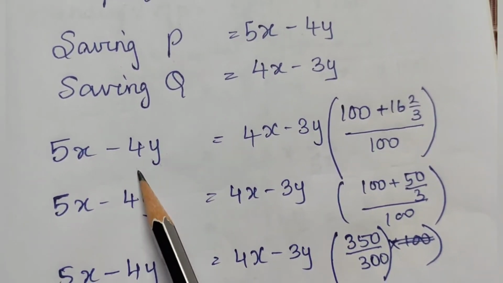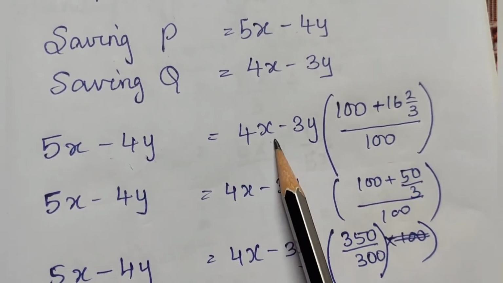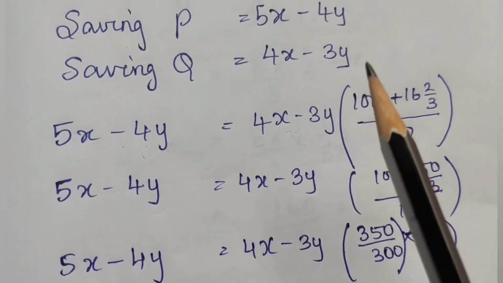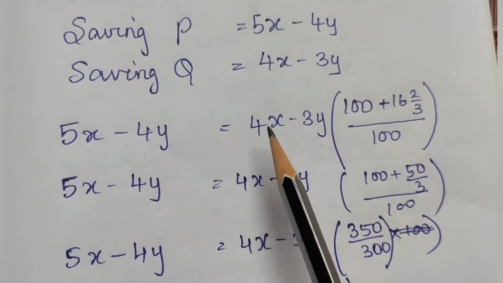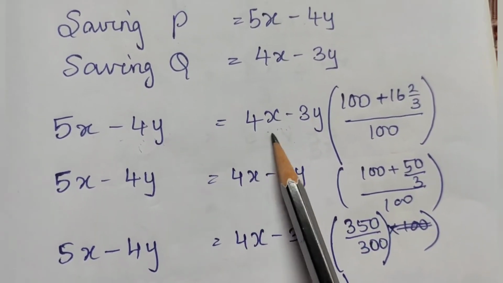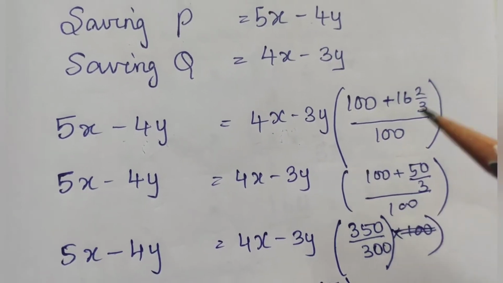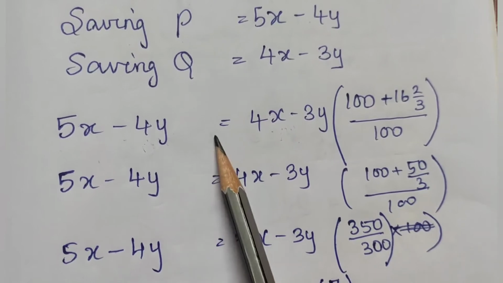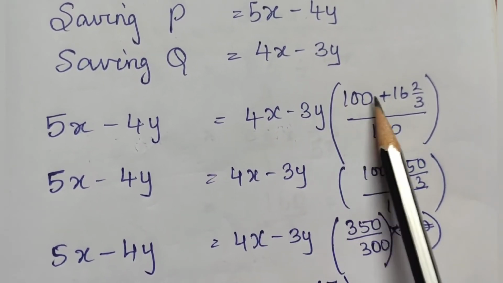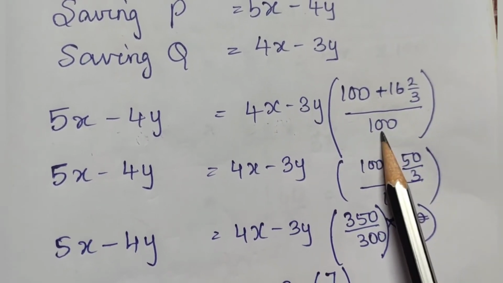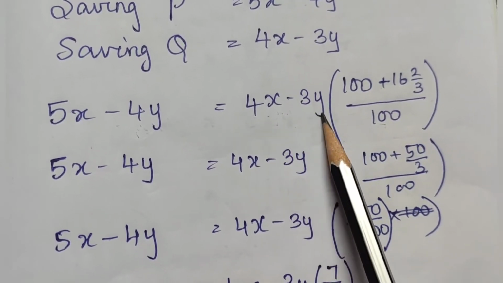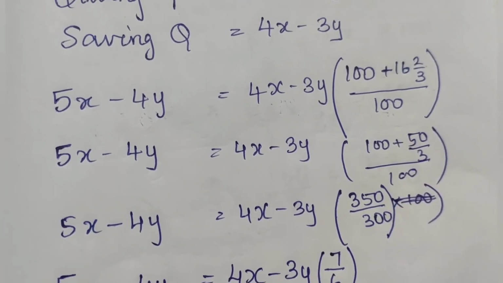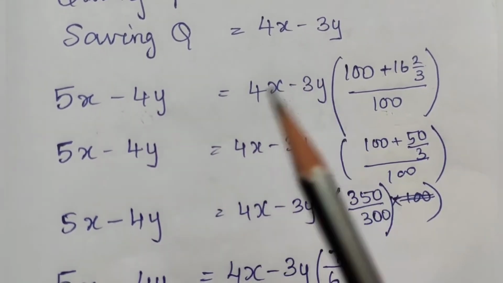So saving of P, saving of Q, how can you equate them? To bring Q up to P, to increase Q's saving, to make Q and P equal, you have to increase Q's saving by 16 2/3%. So P's saving 5x minus 4y equals Q's saving into (100 plus increase percentage) by 100. So Q's saving is 4x minus 3y into (100 plus 16 2/3%) by 100, because that much percentage is P more than Q.